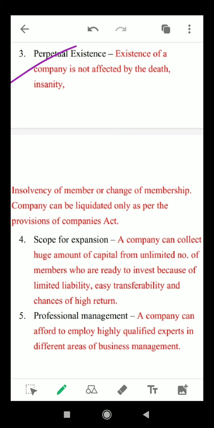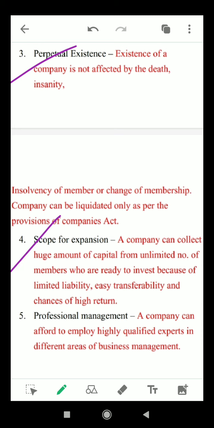So the members of a company may go on changing from time to time, but it doesn't affect the continuity of the company. And the death or insolvency of members doesn't in any way affect the corporate existence of the company. The continuity of the company is not only in the interest of the members, but it is also beneficial for society. If the company discontinues, it may cause wastage of resources and also create inconvenience to the customers.